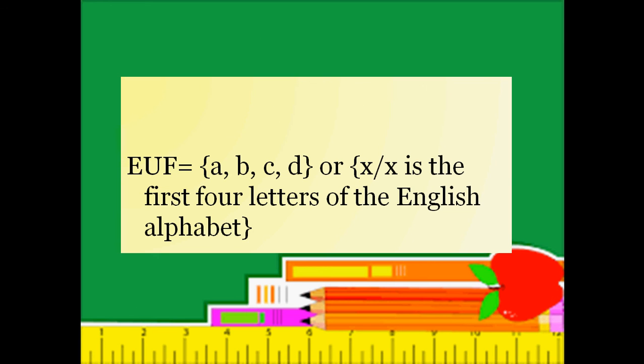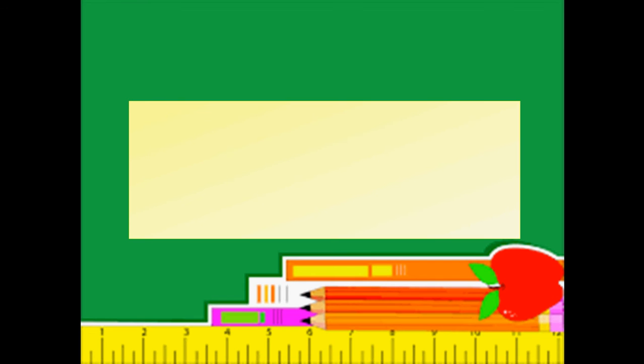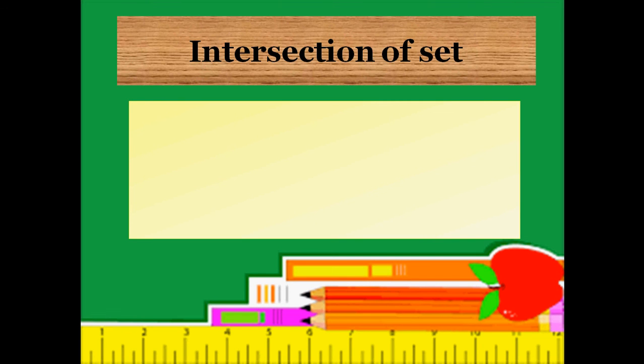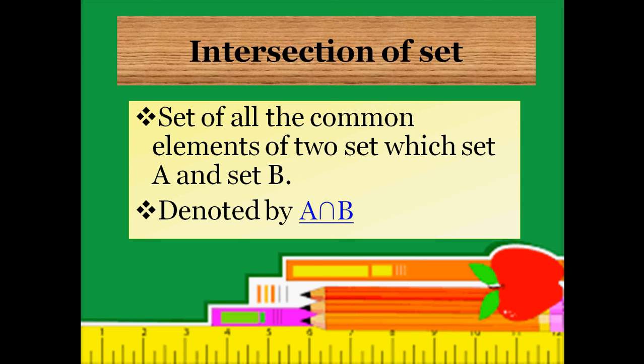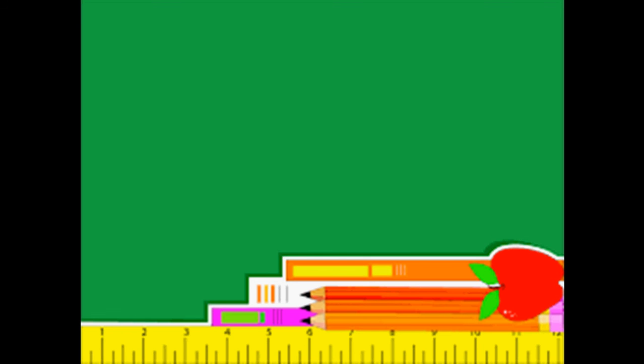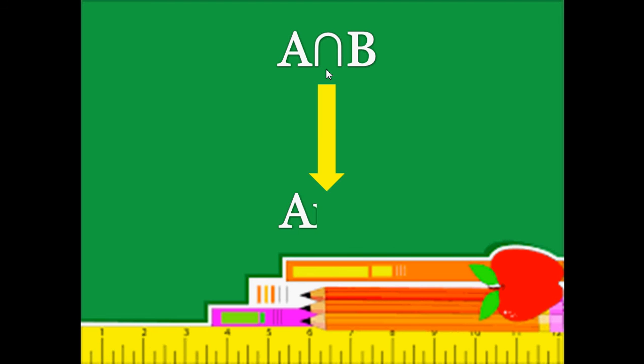So much for the union of set. Let's move on to the intersection of set. Intersection of set is the set of all the common elements of two sets, A and B. It is denoted by A intersection B. The sign for the intersection of set is like an inverted capital letter U, and this means "and" in mathematical symbol. So we read this as A and B.